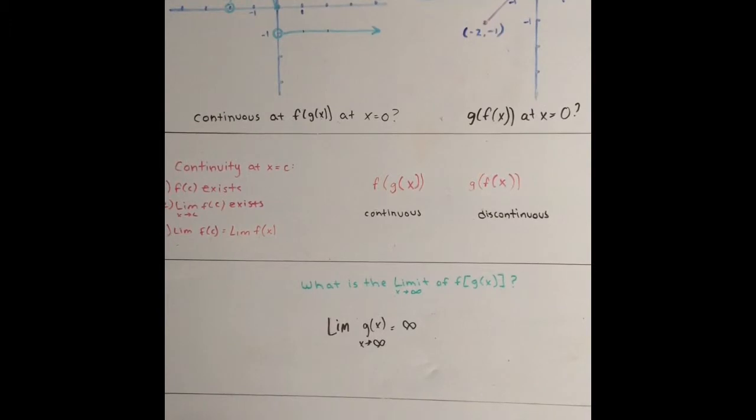For g of f of x, we first find the value of f of x at x equals 0. This is 0. Now we find the value of g of x at 0. This is 1 and 2.